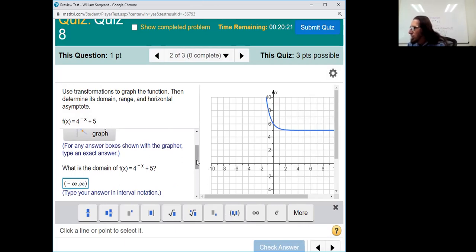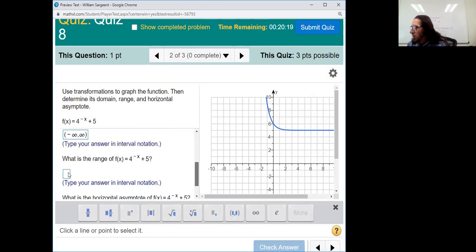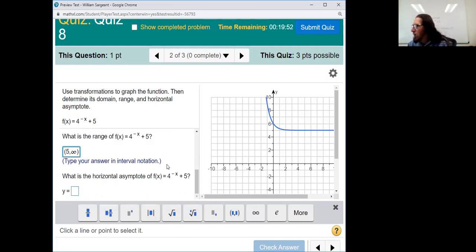The range, if we had not had the vertical shift up 5 units, I would have said positive numbers, y greater than 0. But now it's starting at 5, without including that. And it's also going to ask us for the equation of the horizontal asymptote. It would have been at y equals 0. That's shifted up 5 units as well.